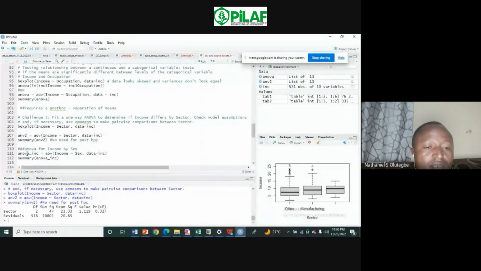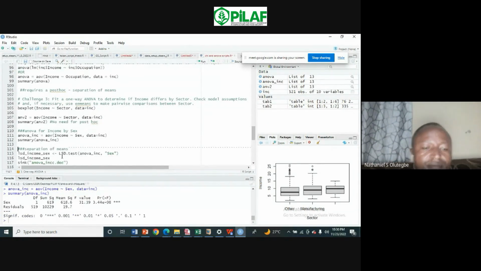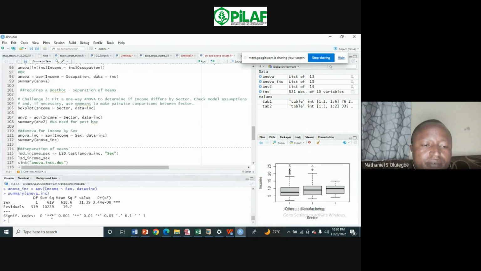Now, another one is ANOVA. You want to do ANOVA to look at income and sex. In this case, it's significant, even at 0%. If you have 2 stars, it's significant at 0.001, that's about 0.1%. I think I'm correct. Okay, so let's continue.